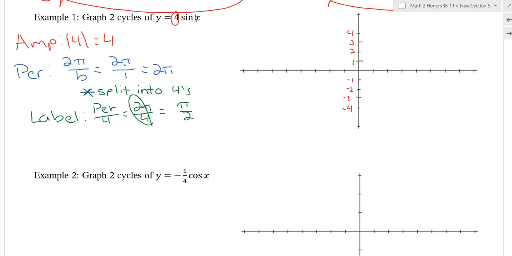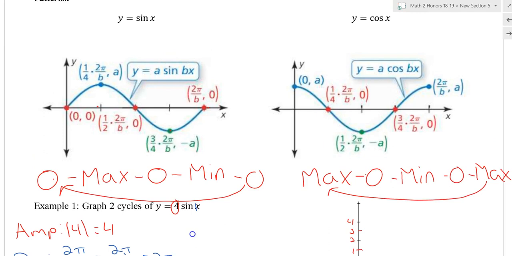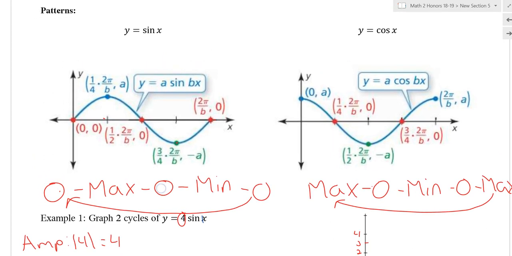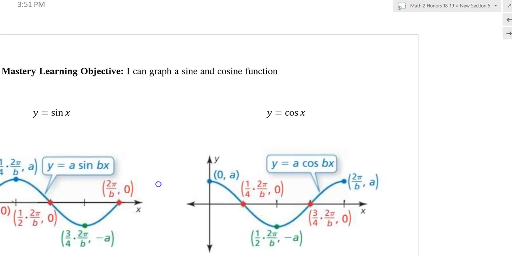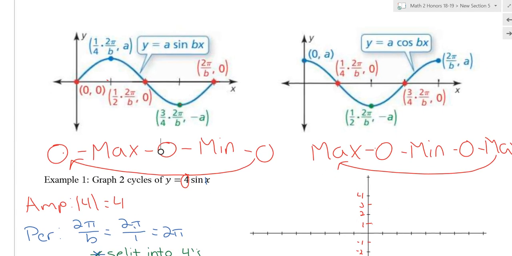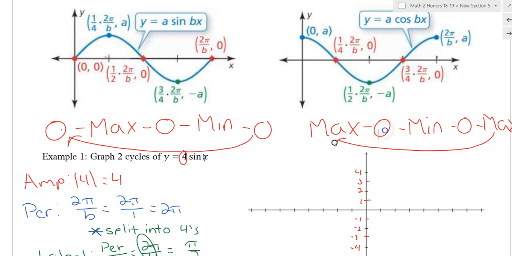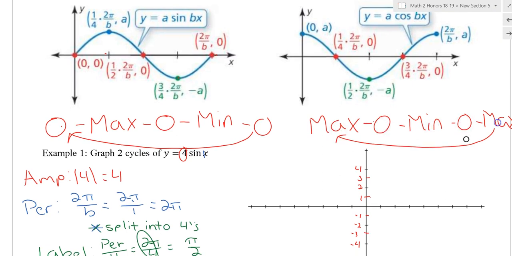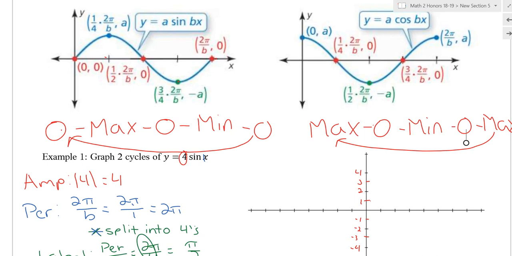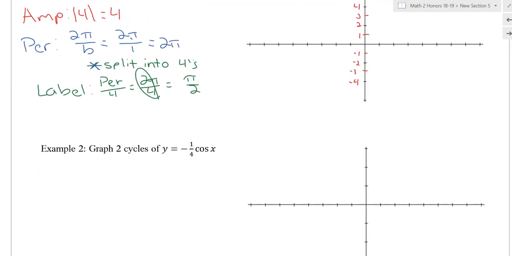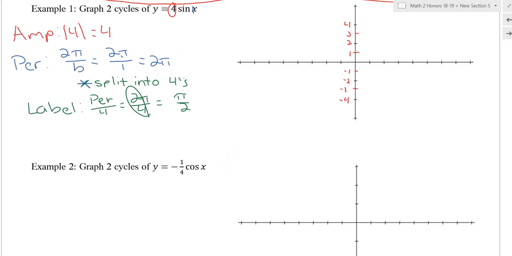Okay? Now, why do we label it as 4s? Because every 4 repeats. So I go 1, 2, 3, 4. Oh, it's repeating. 1, 2, 3, 4. Oh, it's repeating. Same thing with cosine. 1, 2, 3, 4. It's repeating. Every 4 jumps, it's repeating, okay? So the period happens every 4 steps. So if we cut it into 4s, we know what to label.